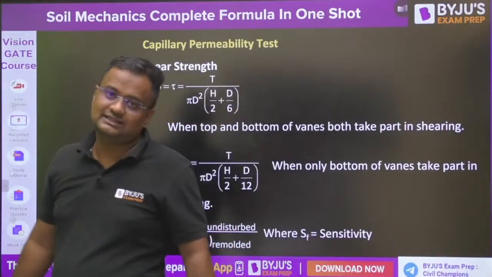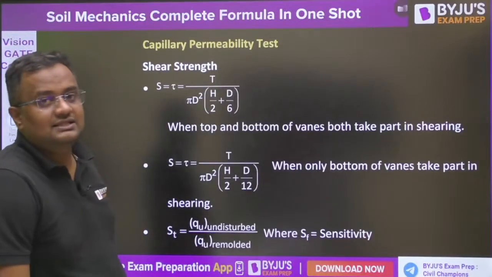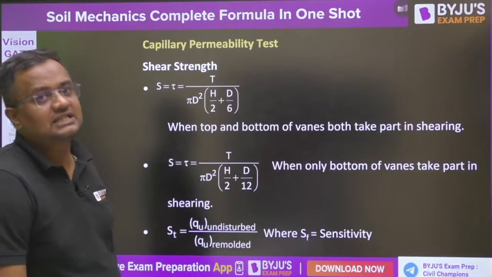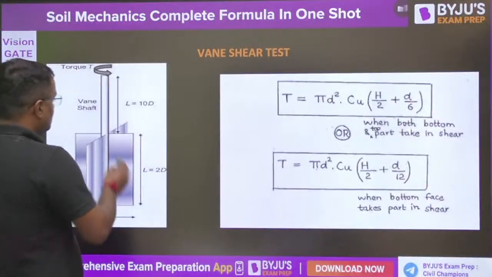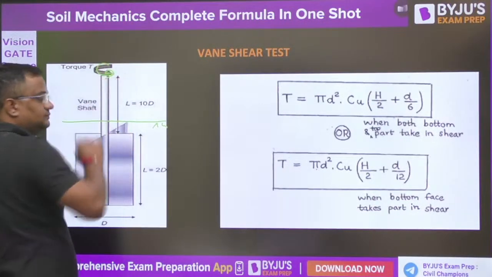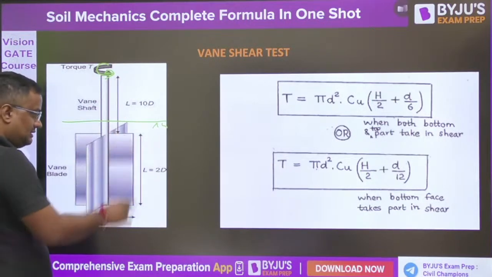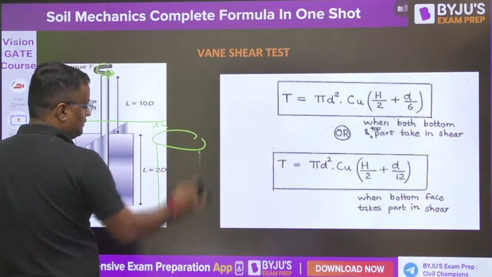So either of these things has to be done. One such case is the vane shear test, which is done for sensitive soils like soft clay. What we do here, we insert this type of vane in the ground level and we apply the torque. These are the blades, length L and diameter D. When this rotates, it will make this kind of area.